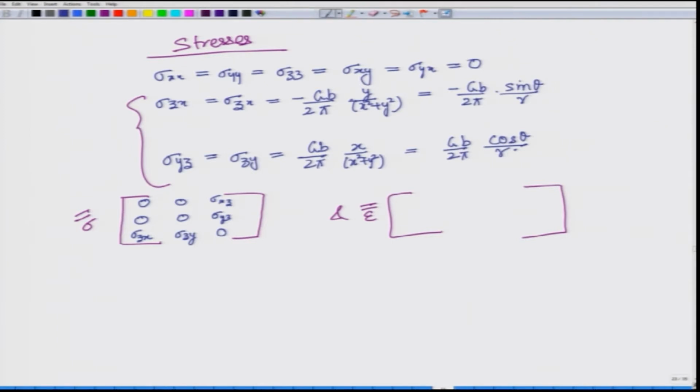Now, how would it look like for the strain matrix or the strain tensor? These are 0, this is E xz, this is E yz, this is E zx, E zy, and so it is similar to the stress matrix or the stress tensor. So, these are the two, stress and strain tensors, which depict the field around a screw dislocation.